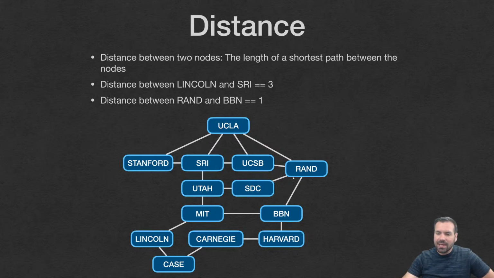RAND and BBN are connected by an edge. Whenever two nodes are connected by an edge, their distance is going to be 1. You can't do any better than just traversing the single edge to get from one node to another.